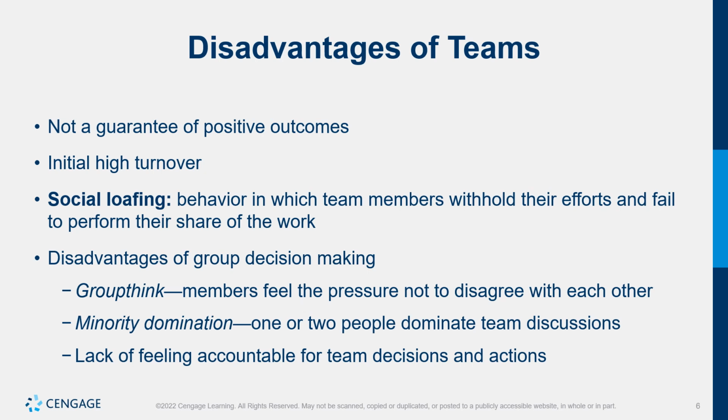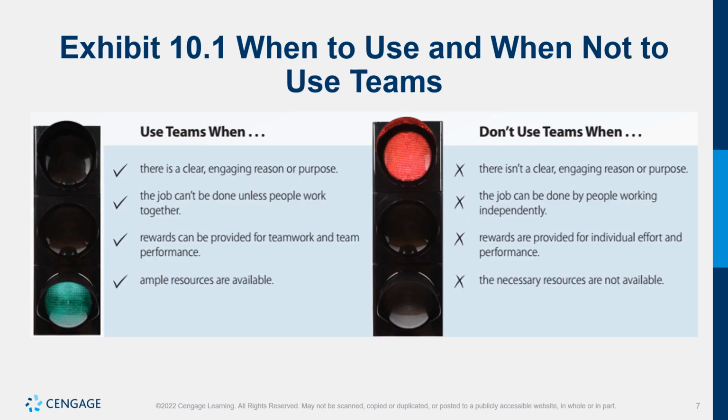Minority domination occurs if just one or two people dominate team discussions, restricting consideration of different problem definitions and alternative solutions. Team members may not feel accountable for the decisions and actions taken by the team.